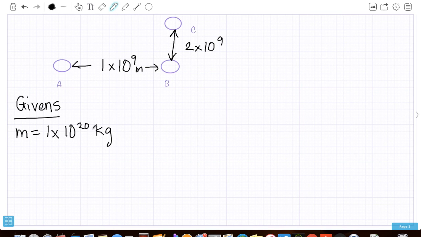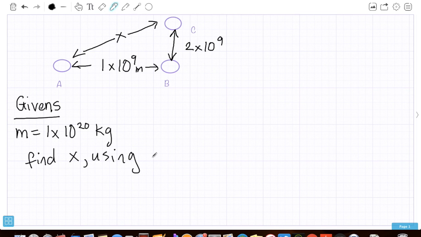So the first thing I'm going to do is find how far apart A and C are, because we already know the distances between the other two pairs of objects. We know the distance between B and C and between A and B. So we need to complete the problem first by finding this distance. I'll call this x for now. So we're going to look for x using the Pythagorean theorem.